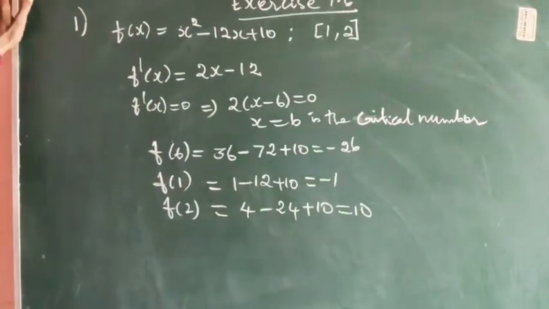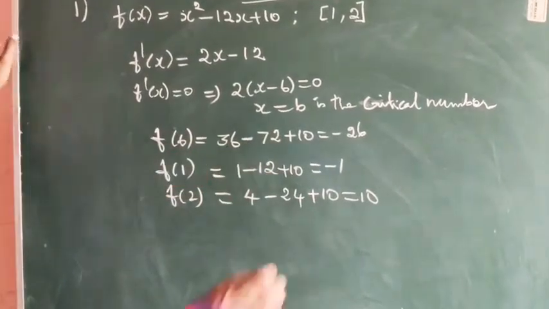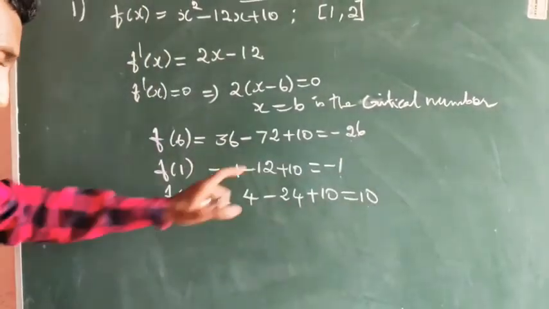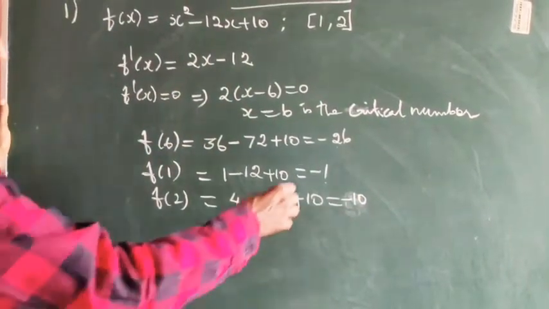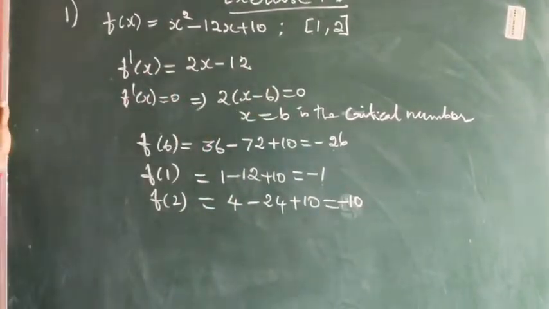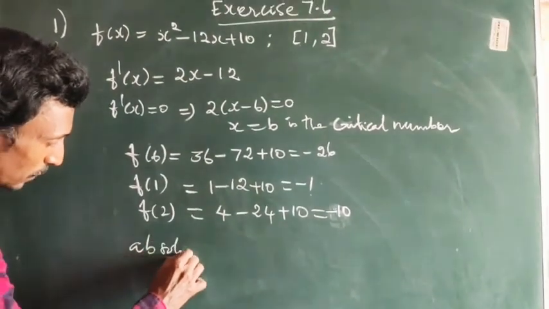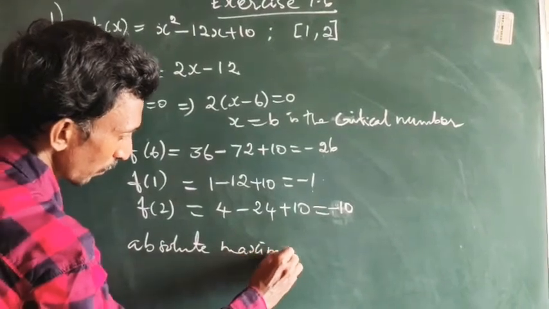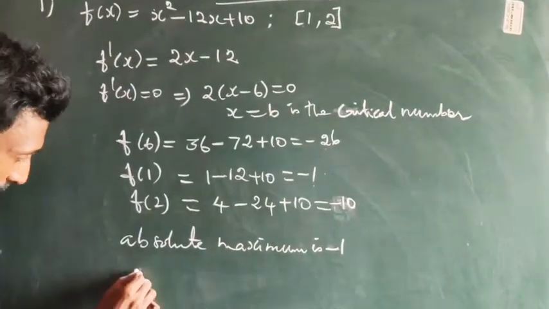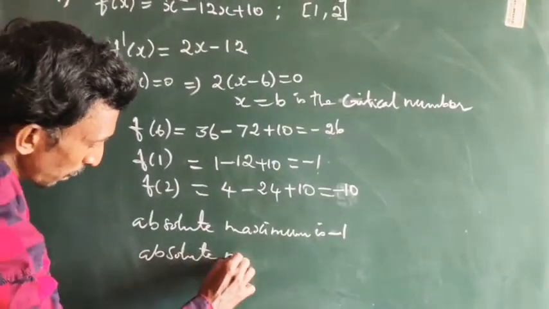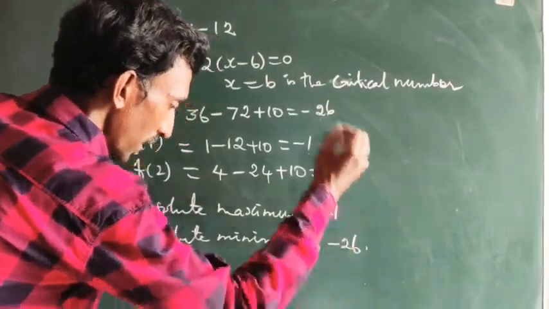Now compare the values. So minus 26, minus 1, minus 10. Among the 3 values, which is the lowest value? Minus 26 is the lowest value and minus 1 is the highest value. Therefore, the absolute maximum is minus 1, and the absolute minimum is minus 26.